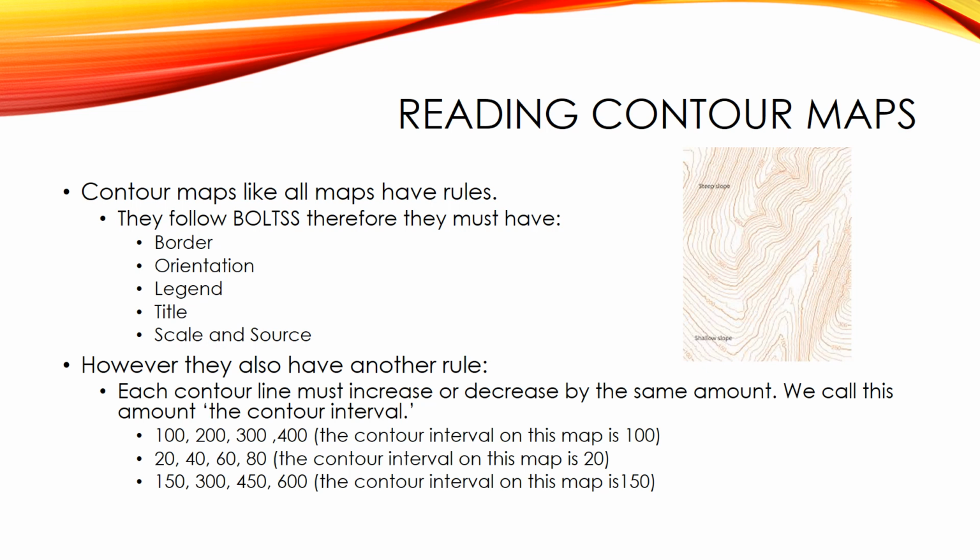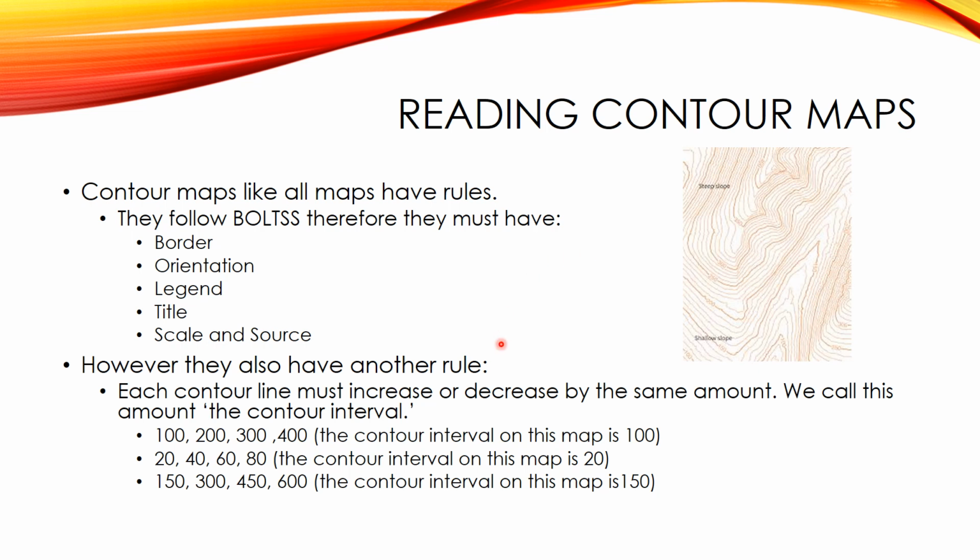So what we have with contour maps, they follow the same rules that all other maps follow. So they have the border, the orientation, the legend, the title, the scale and the source, but they also have squiggly lines all over it like you can see here. These lines serve a really important purpose.